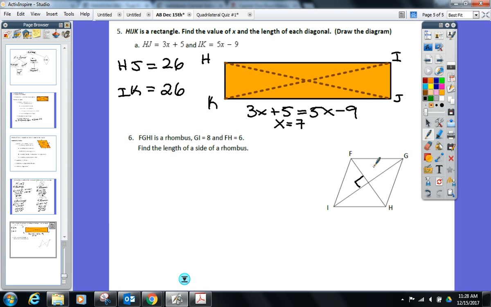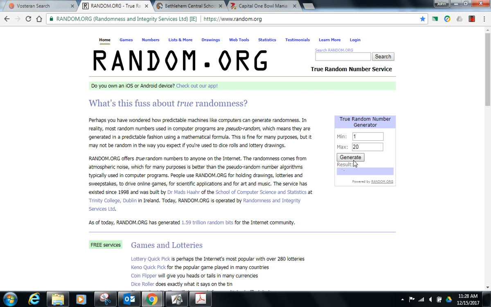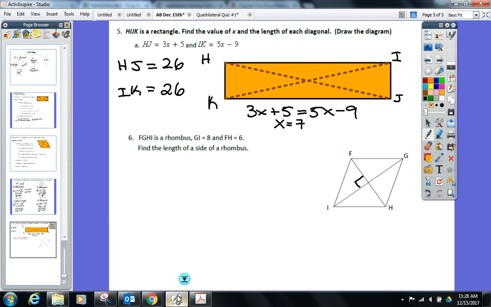You guys may not think that helps us out, but we'll wait. And what's the other part that diagonals do in a rhombus? They bisect the angles, they're perpendicular, and they still do what? Bisect each other. So this GI of 8 getting cut into 2 equal pieces of how long? 4 and 4? And what about FH getting cut into pieces of 3 and 3? Diagonals bisect each other. Now the question is, find the length of a side.